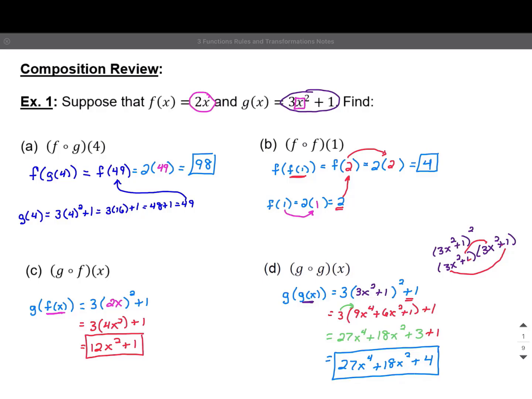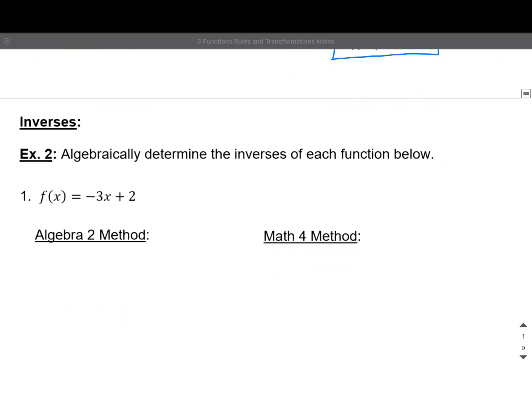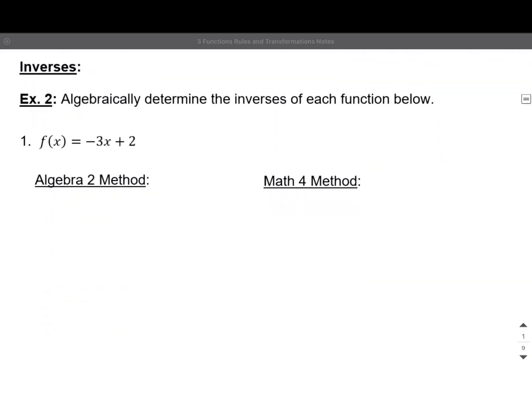Okay, awesome. All right, let's look at the next function rule. Inverses. Okay, so remember, inverses are opposite functions. They undo each other. And there's more than one way to find the inverse of a function. Let's look at the Algebra 2 way, the method that you were taught. In Algebra 2, first thing is you had to change the f of x to y.